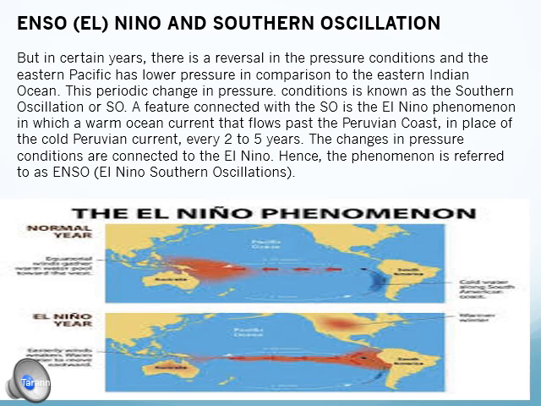ENSO or El Nino. ENSO or El Nino is one and the same, and the Southern Oscillation we are going to discuss over here. Now what is El Nino and what is Southern Oscillation? These are the questions arriving in your mind. What are all these things? Horrible names. So we'll discuss this. I'll explain, and you will get to know what exactly they are.